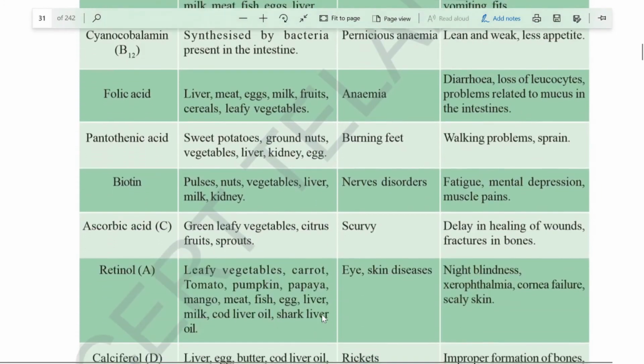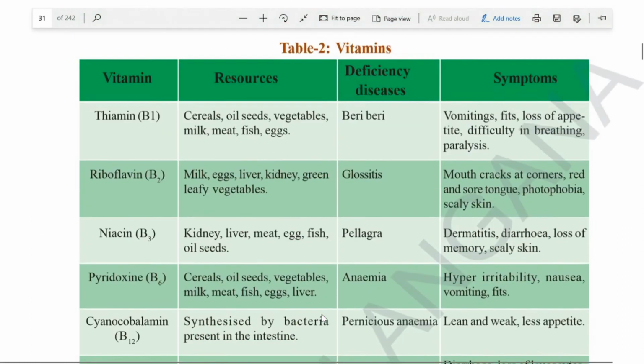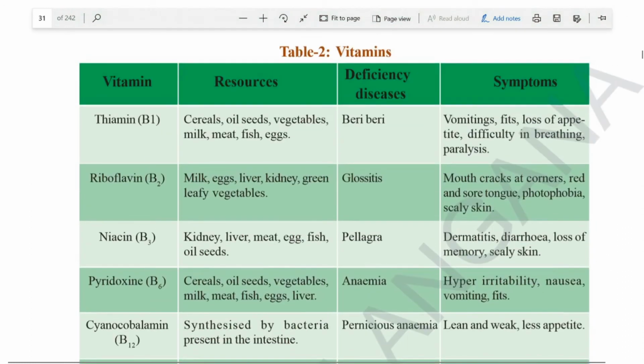See here, this is a chart. There are B1, B2, B3, B6, B5; we call these B complex vitamins. The sources of these vitamins are cereals, oilseeds, vegetables, milk, meat, fish and eggs. Deficiency of vitamin B1 causes beriberi, and the symptoms are vomiting, fits, loss of appetite, difficulty in breathing and paralysis. Glossitis occurs if B2 is lacking. The sources are milk, eggs, liver, kidney and green leafy vegetables. The symptoms of B2 deficiency are cracks at the corners of the mouth, red and sore tongue, photophobia and scaly skin.